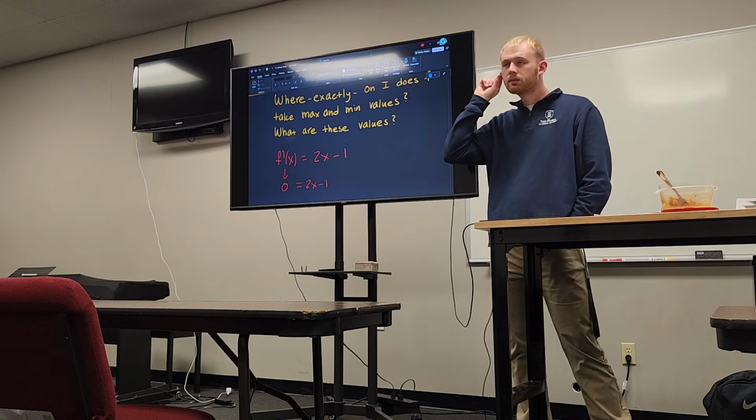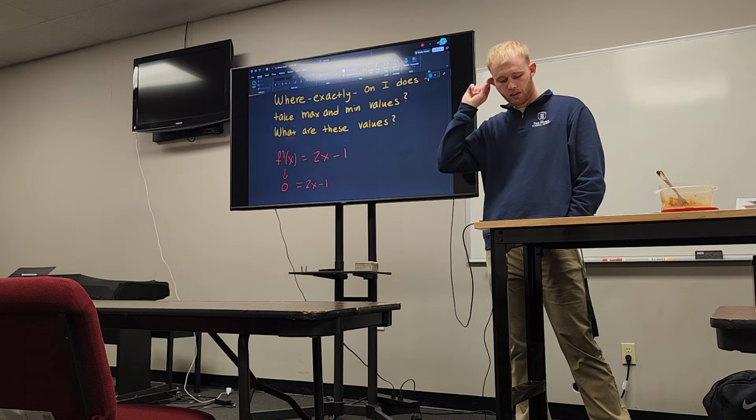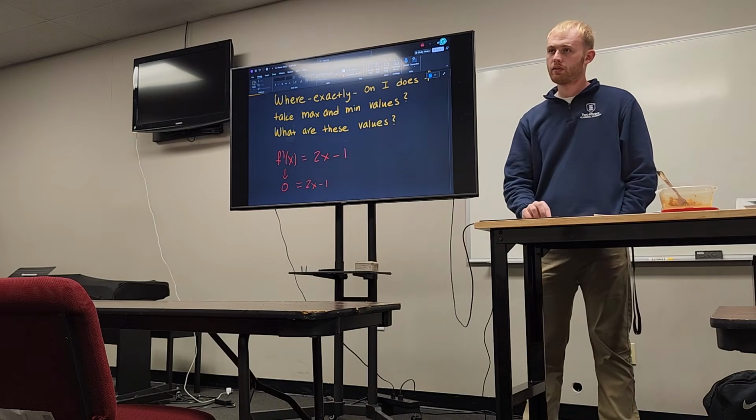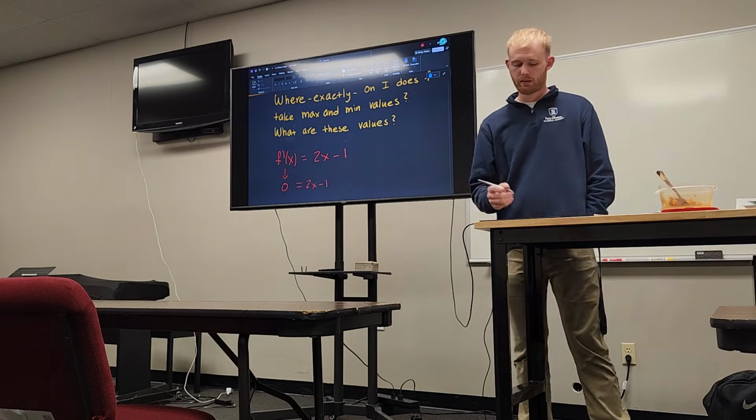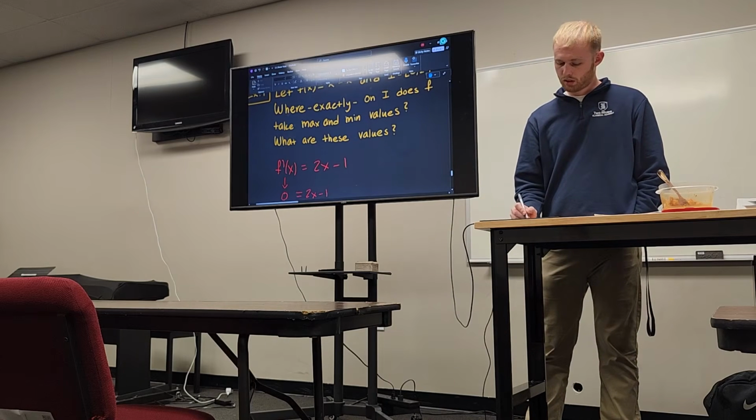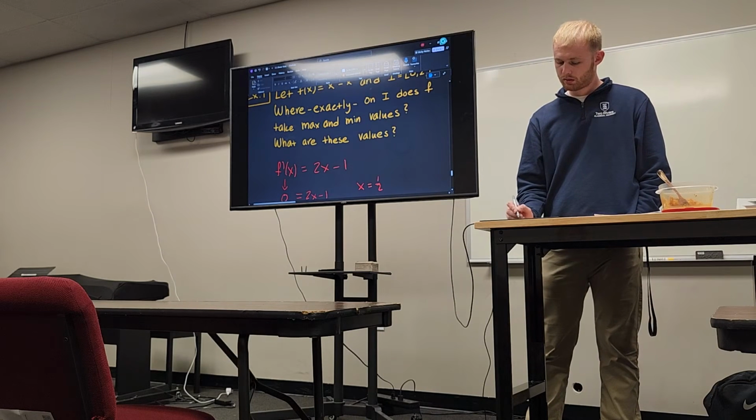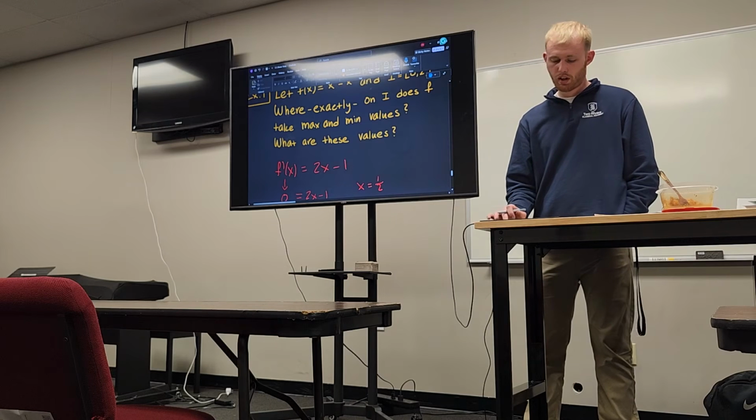All right, now we just solve. So plus 1 divided by 2, then x will be a half. When the derivative is 0, x is a half. So x is 1/2. Okay.